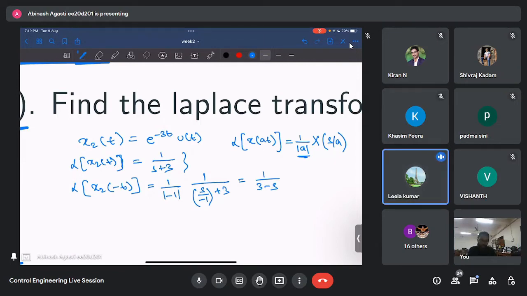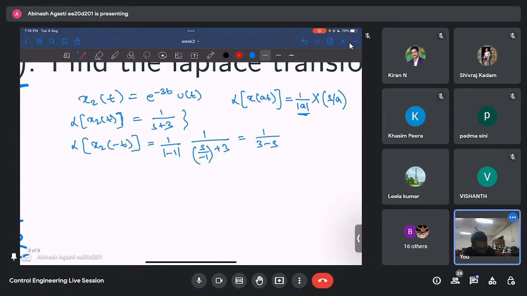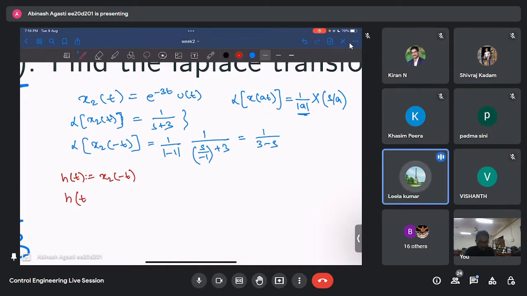Correct. Understood. Now next step I'll define a new function, h of t, as x2 of minus t. I just define this way. I am assuming h of t, taking a new function and defining it in this way. Okay. So h of t minus 3, what do I get here?